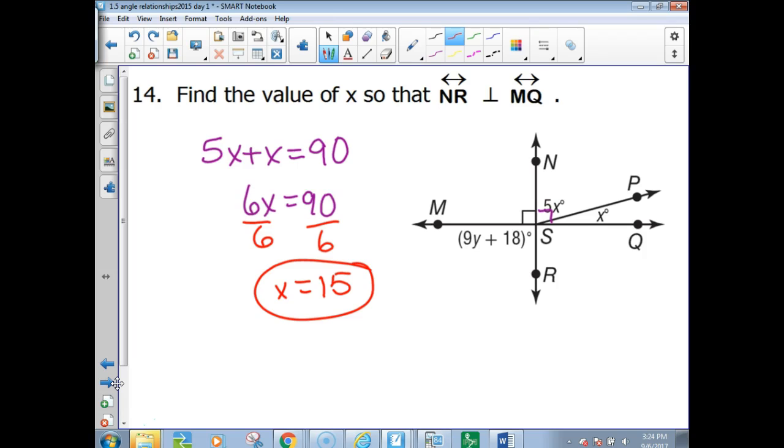That was a pretty simple one, wasn't it? That's the kind of thing you're looking for. You just have to understand. This is probably the new thing right here, to read this correctly. It says line NR is perpendicular to line MQ, and then you have to know what the word perpendicular means. It means that it forms right angles. Okay, 15.